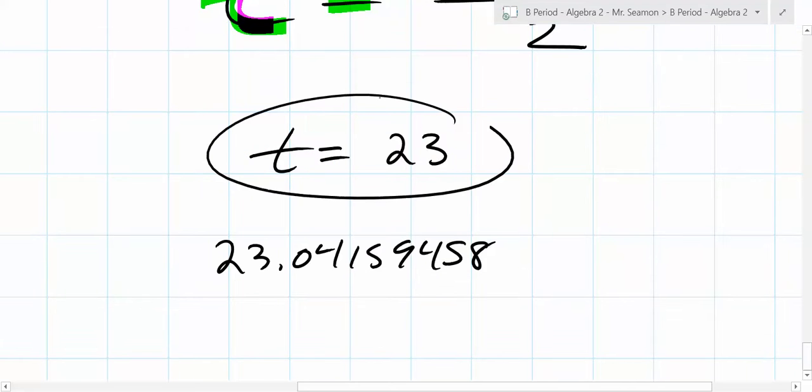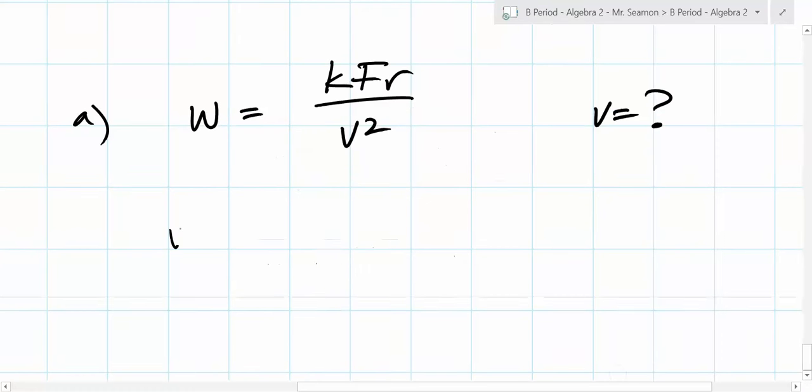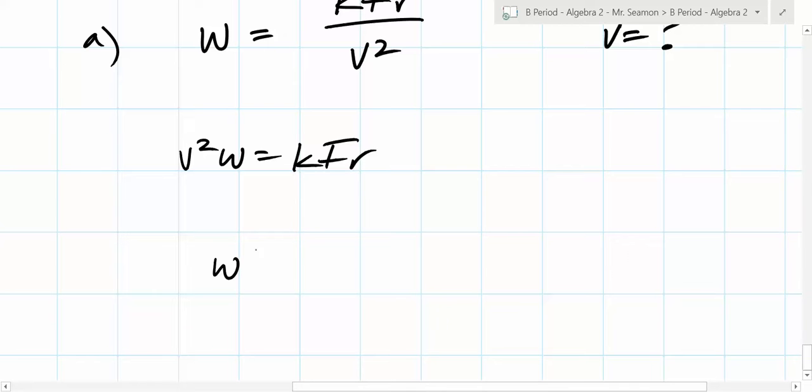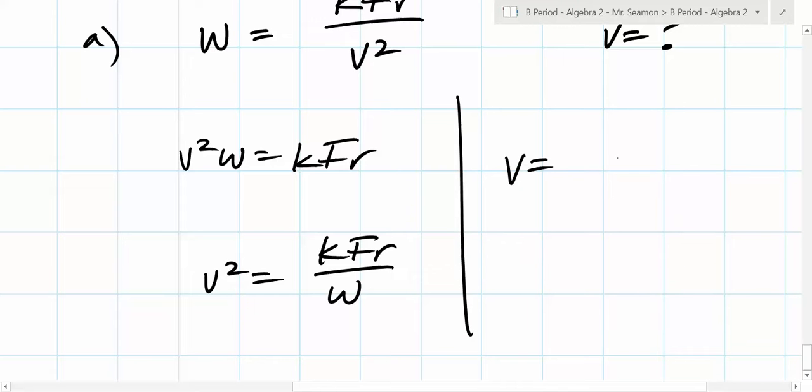Okay, so you'd solve that. Excellent. So you got b squared w is equal to kfr over, oh, just kfr, right? It's gone. So now what do I do? Oh, I wanted v, right? So v squared is equal to kfr over what? And now what? So v is equal to the square root of kfr over w.